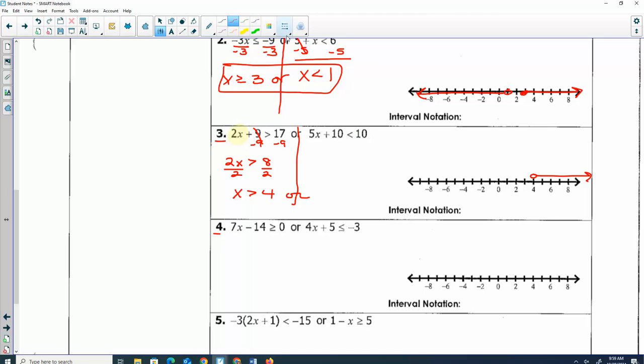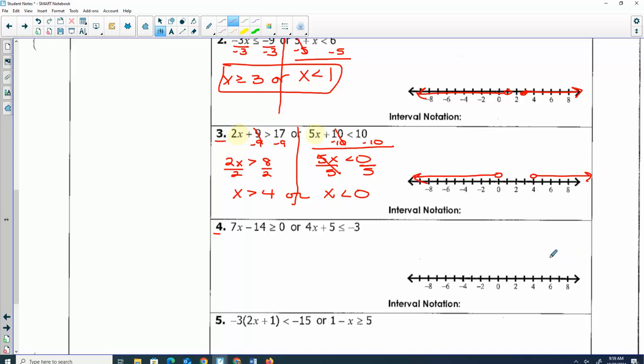The other one, we are trying to get the x by itself. So subtract the 10. So we get 5x is less than 0. Divide by positive 5. Since I divide by a positive, it doesn't flip my inequality. x is less than 0. So no equal to is open circle going to the left.